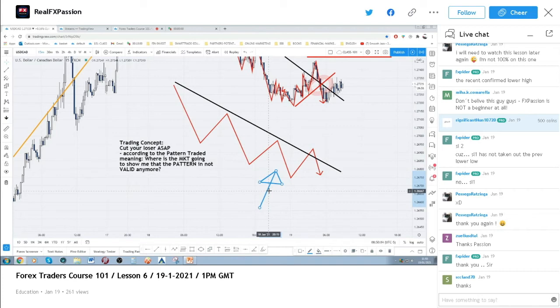Everybody, if you are a beginner trader, I promise you, if you can get this from this lesson today, then your trading is going to improve. It's a mindset. It's not all charts, believe me. It's how we think. What is this pattern called, everybody? And if I need to cut my losers as soon as possible, where is the market going to show me that the pattern is not valid anymore?